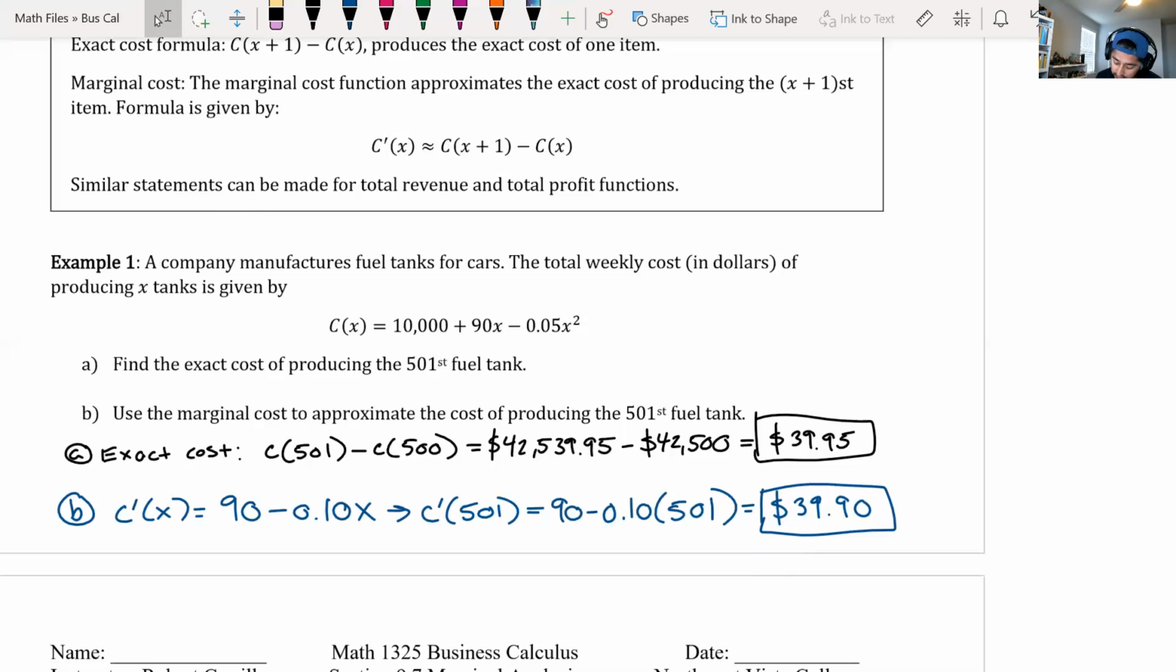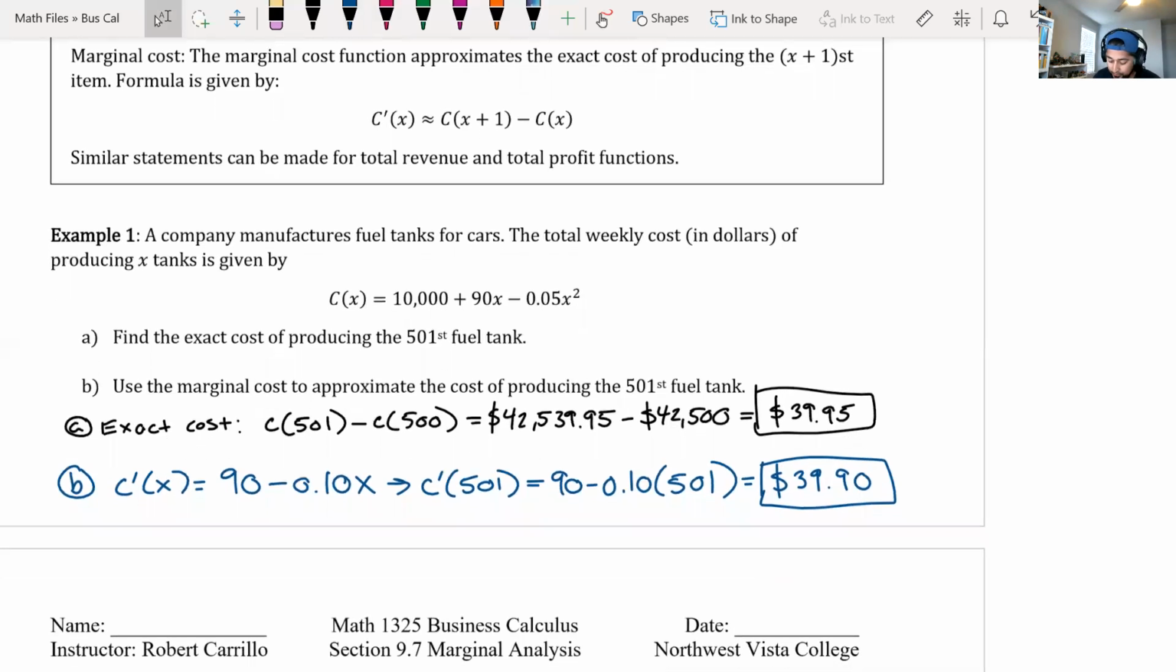I got a quick question. Go ahead. Can you confirm how you plugged in the X values for the exact cost formula? Yes. So once again, 501 goes in for every X into the cost function. So you plug in 501 and you get 42,539. And then you'd plug in 500 for every X into the cost function and you'd get 42,500. Got it. Thank you. Yep. All right. Any other questions before moving on?